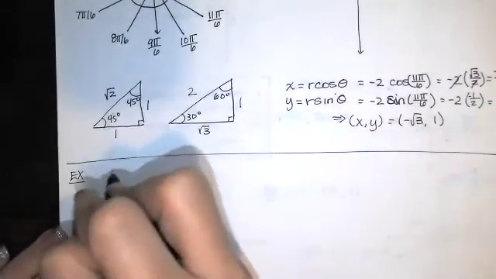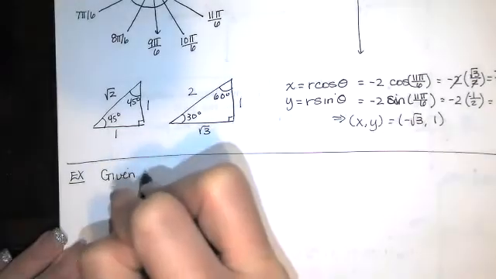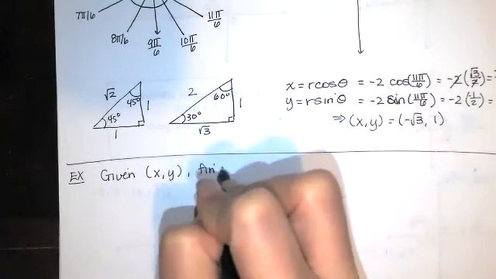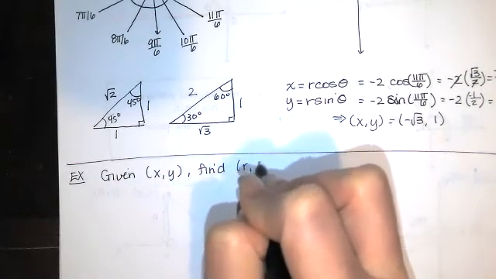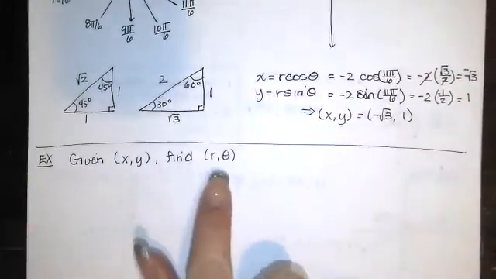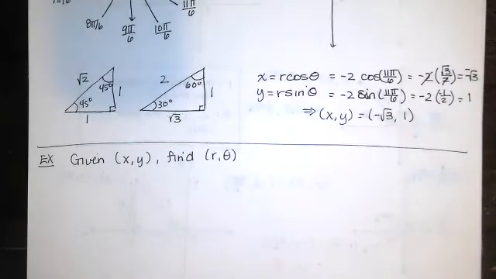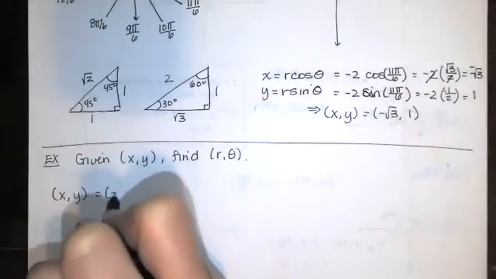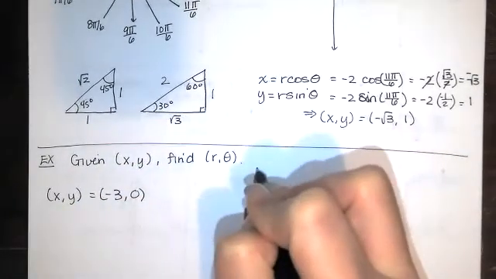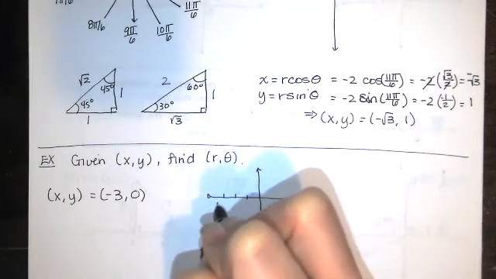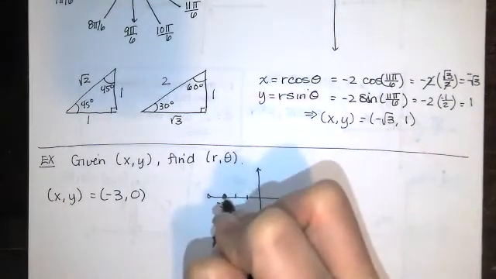So let's say someone gives you an x and a y. And for each of these, let's find two different representations of the same point in polar coordinates, because we can do that with polar coordinates. So let's say that xy is -3, 0. So we go out -3 units in the x direction, 0 units in the y direction. So we're right there.